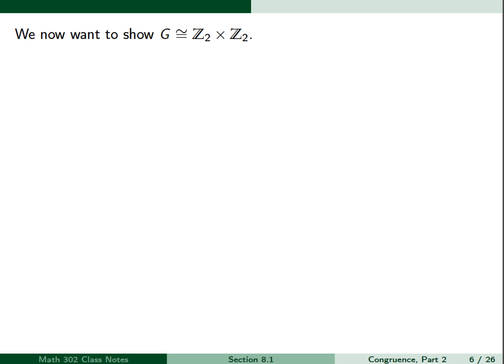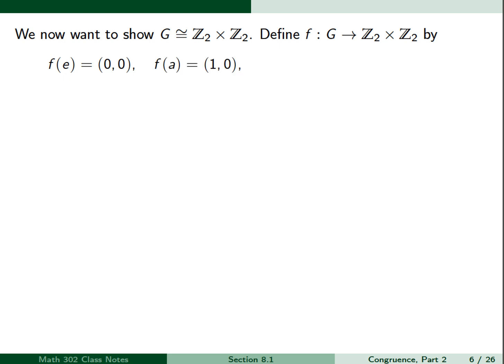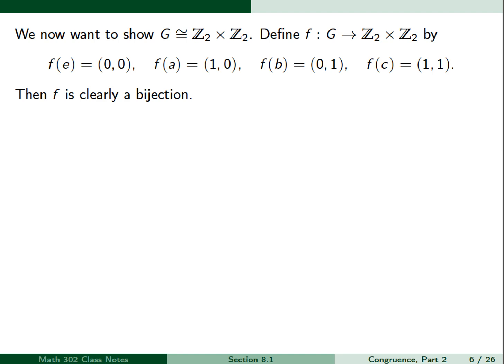We now want to show that G is isomorphic to Z2 cross Z2. So we'll define a function f from G to Z2 cross Z2 by f of the identity is equal to the identity in Z2 cross Z2, (0, 0). f of a is (1, 0), f of b is (0, 1), and f of c is (1, 1). Then f is clearly a bijection. It's a one-to-one correspondence between the two sets.